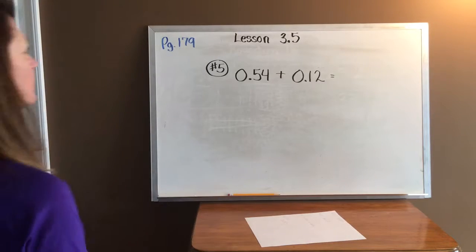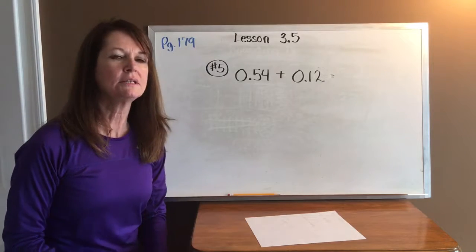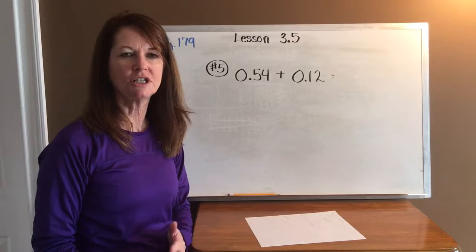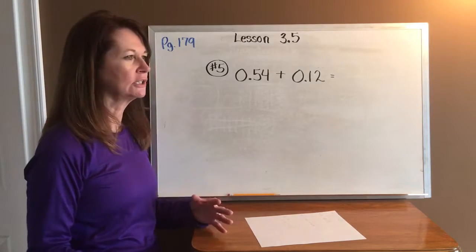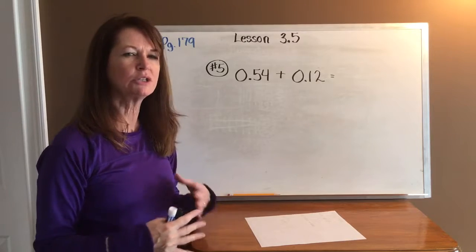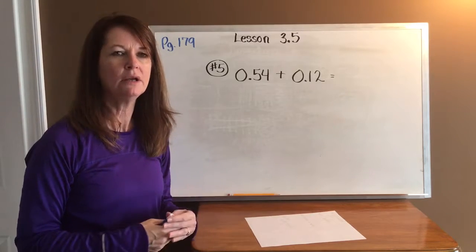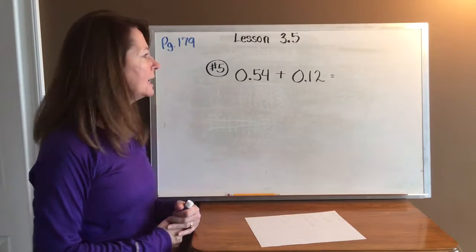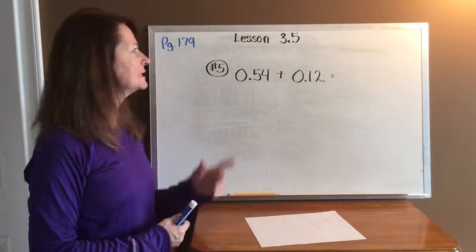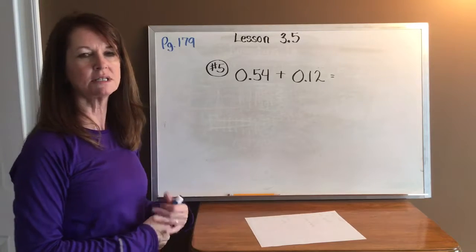All right, we're on lesson 3.5, and this is kind of a decimal addition investigation. It's investigating because they want you to actually get into the problem and really picture it and see what's going on. All right, so we're going to look at 54 hundredths plus 12 hundredths. This is all on page 179, and this is number 5.